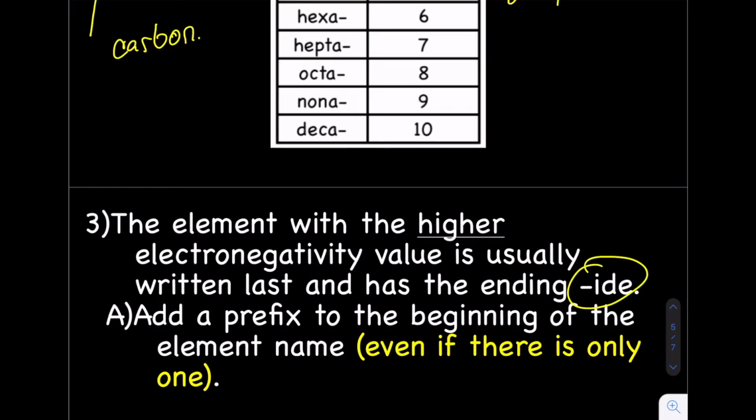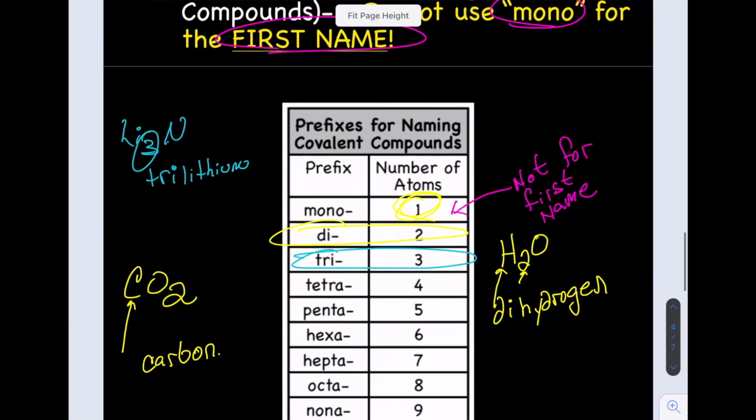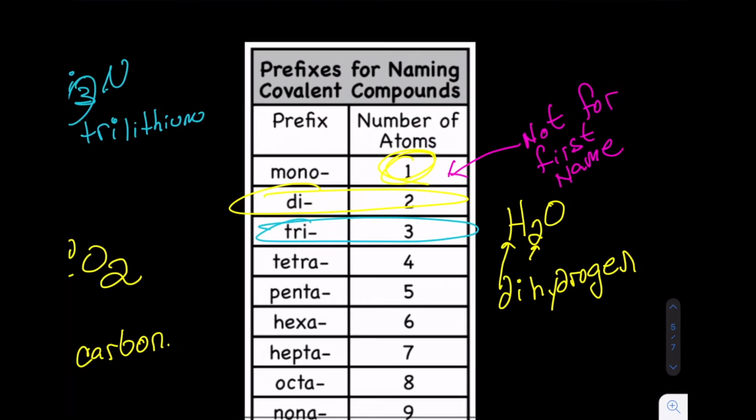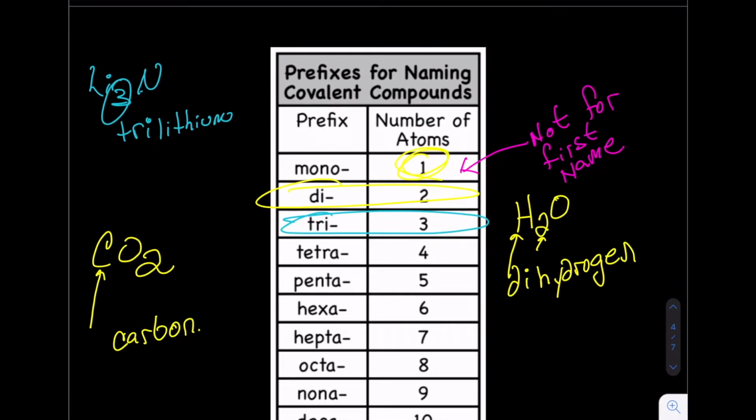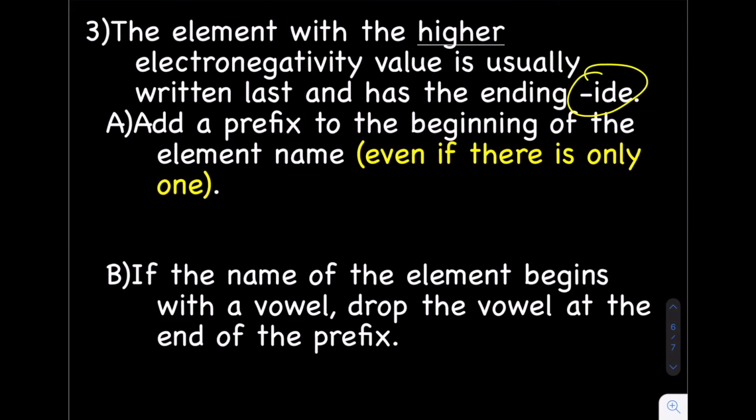So 2 things about what I just said. First of all, don't worry too much. I wanted to explain to you the rules, but don't worry too much about which one has the lower or higher electronegativity value. I will give you the names and formulas in the correct order. The second is it has the ending "ide." We got to talk about that for a minute. And you always add a prefix to the beginning of the element name, even if there is only one. So we're going to use these prefixes again, but we can use mono this time. All right, so the big difference here is the whole "ide" thing.